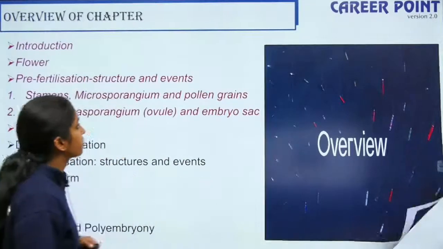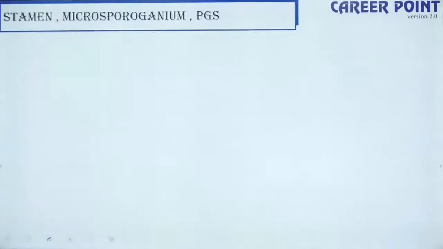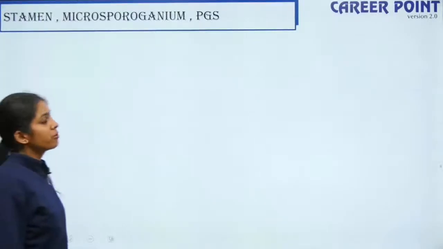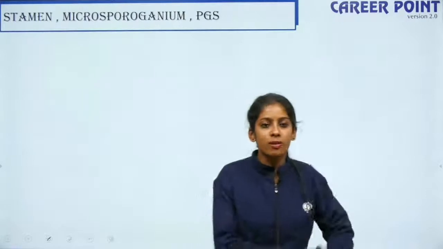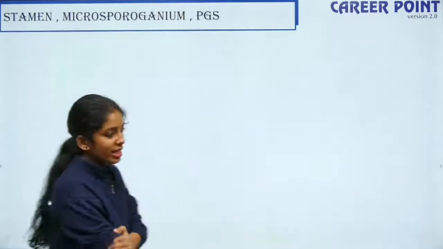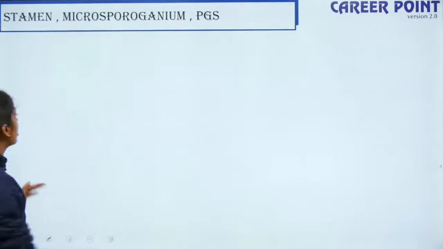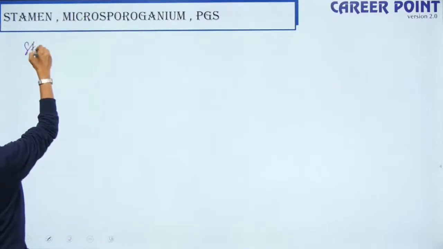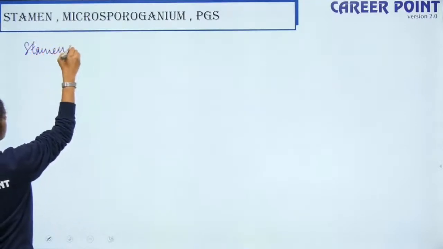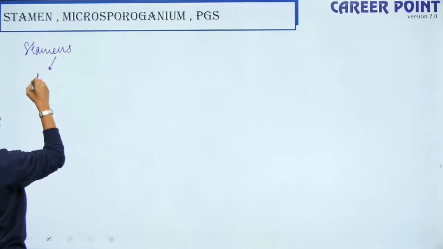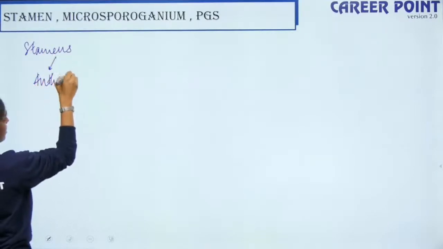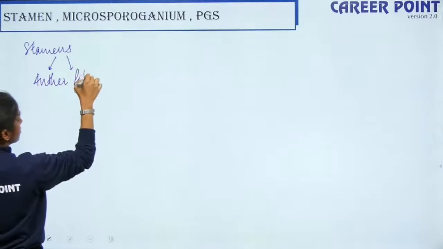Okay, fine. Then, a quick recap about stamen, microsporangium and pollen grains. Come on, quickly tell me the order. So quickly let's revise what is your stamen, microsporangium and your pollen grains. So stamen has 2 parts. What are the 2 parts of your stamen? One is your anther, the other one is your filament, right?